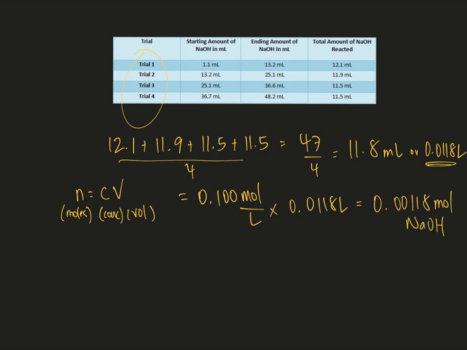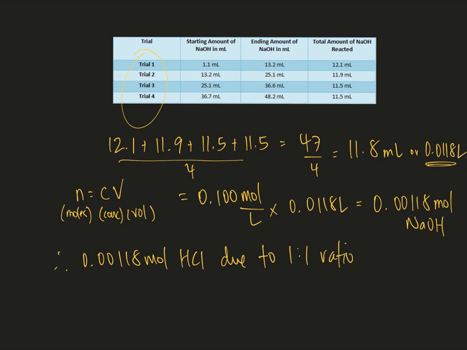Because the ratio of HCl to NaOH is 1 to 1, the number of moles of acid is the same as the number of moles of base in this neutralization. Therefore, we have 0.00118 moles of HCl due to a 1 to 1 ratio.